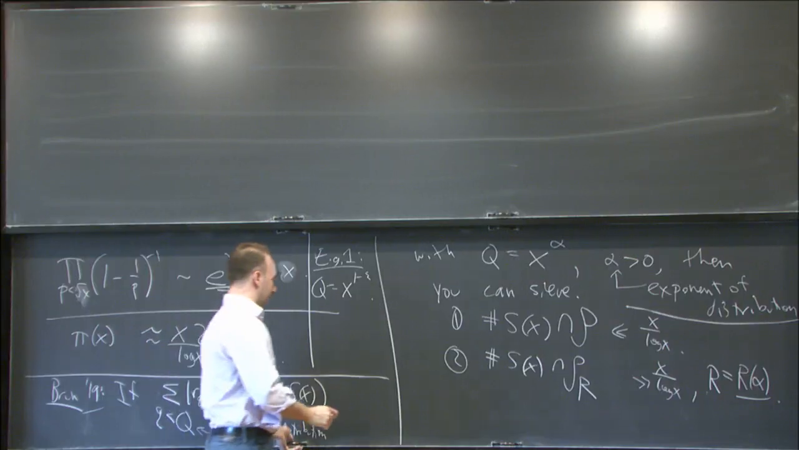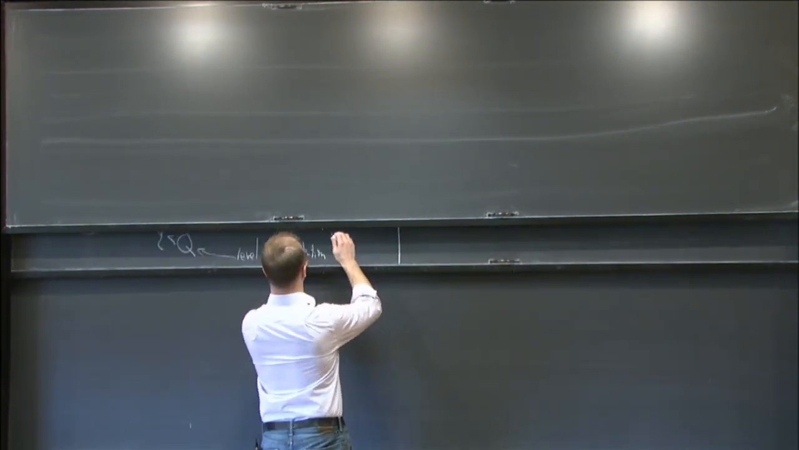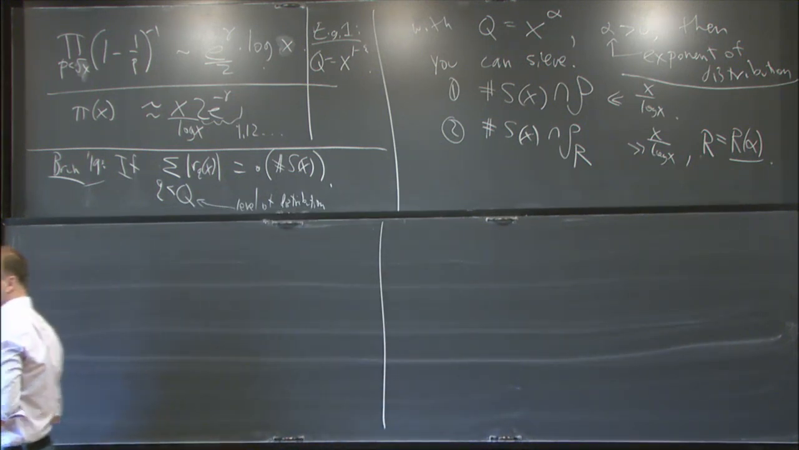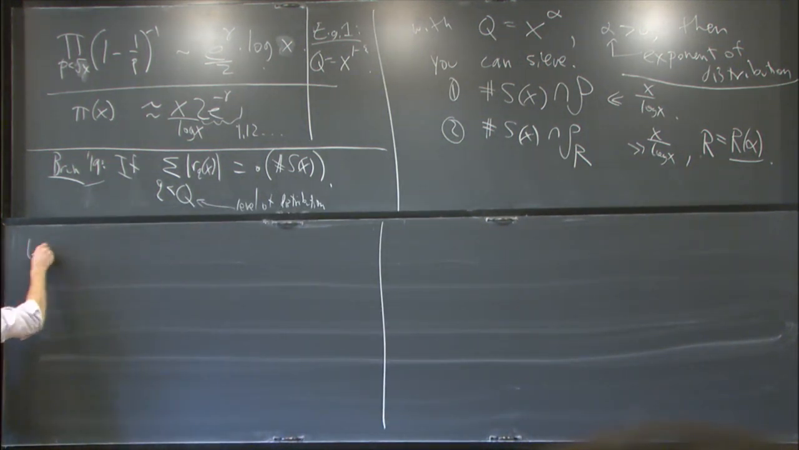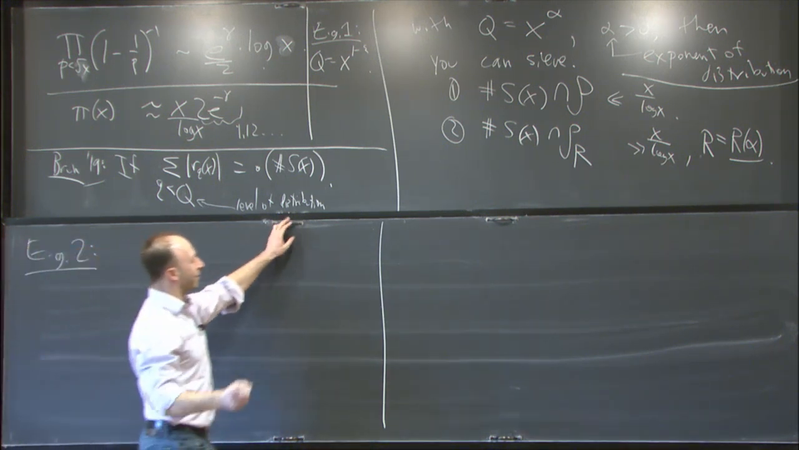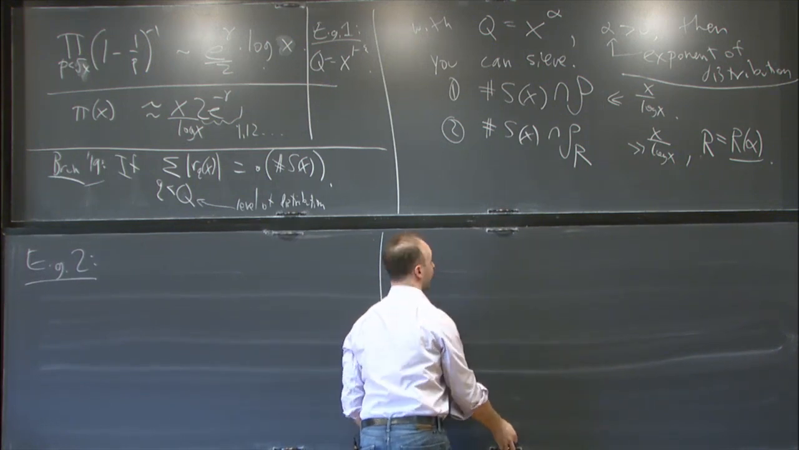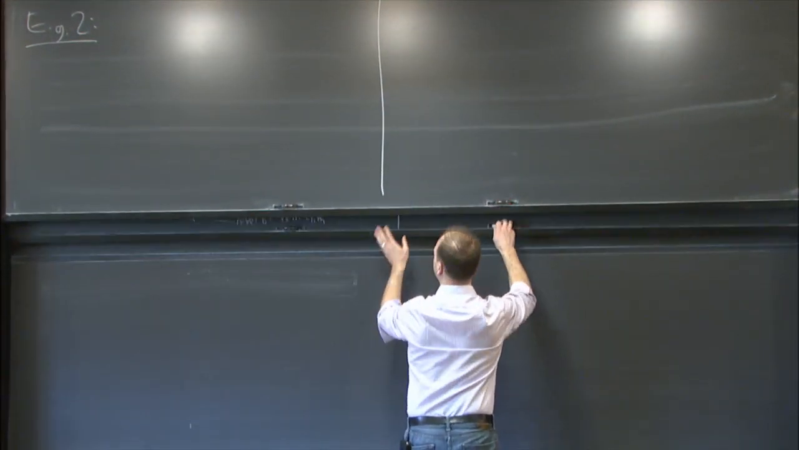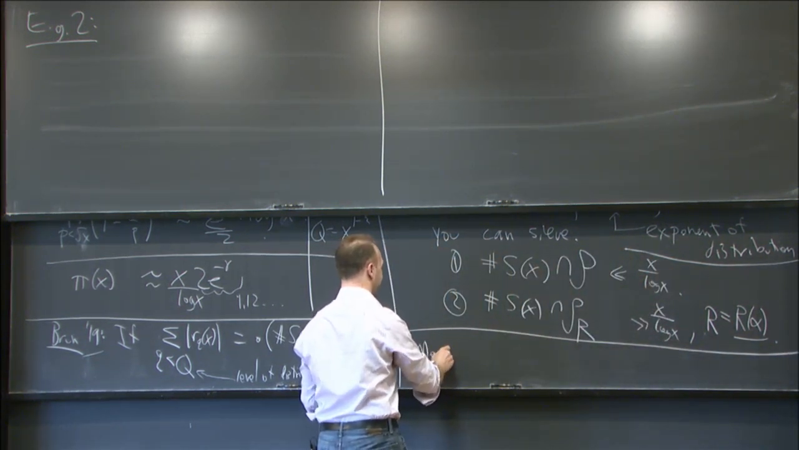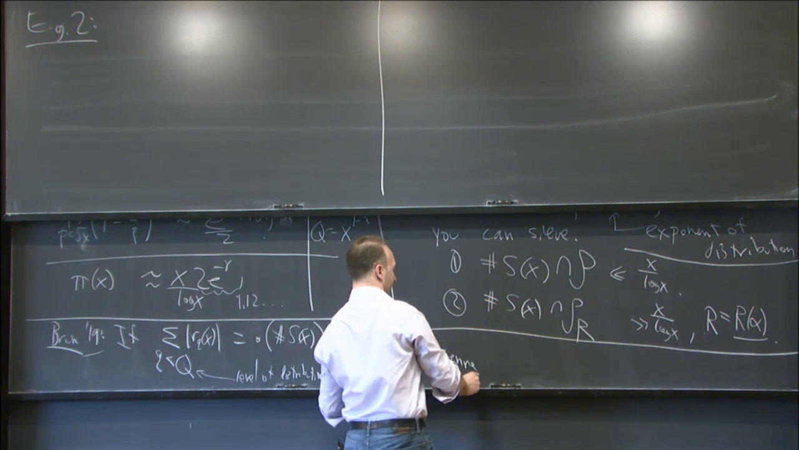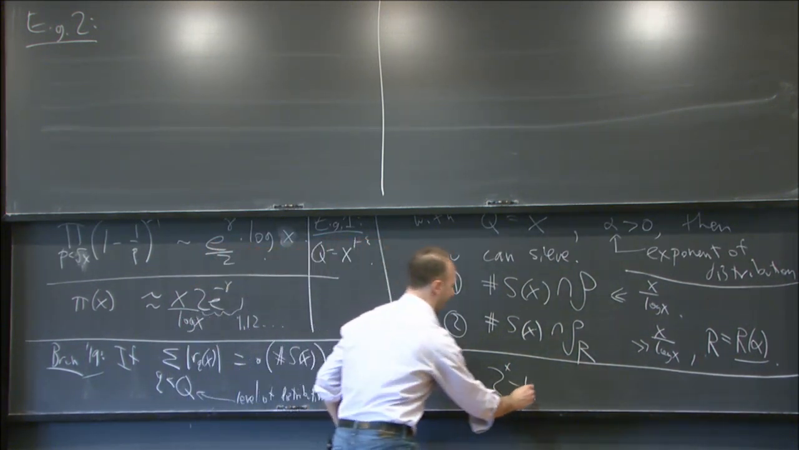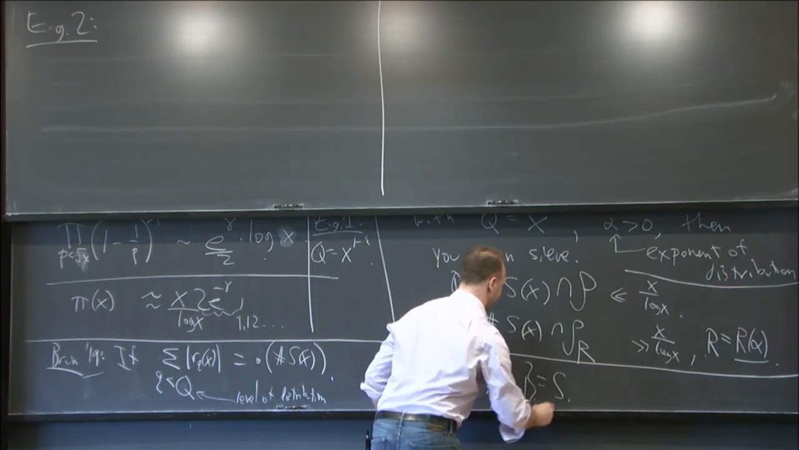Okay, so let's see a few more examples. So here's example 2. By the way, in Alireza's talk, we looked at the Mersenne numbers and looked for Mersenne primes. So Mersenne numbers are 2 to the x minus 1. This is our sifting set S. So the set of all of these is our set S.